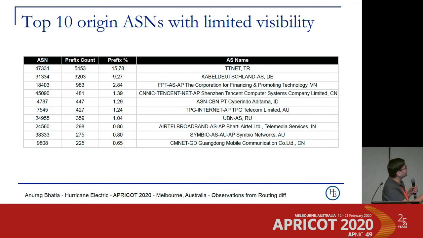Beyond that, all these cases cannot be easily explained. All these other networks did have valid transit at that point of time and were not visible across all the providers. So the network from DE, Kabel Deutschland, had 9% of their prefixes just missing from the global table somehow.